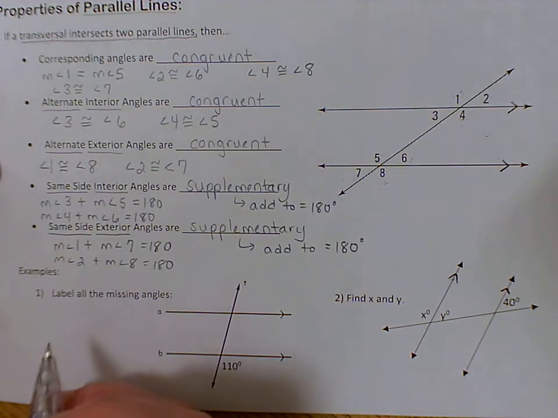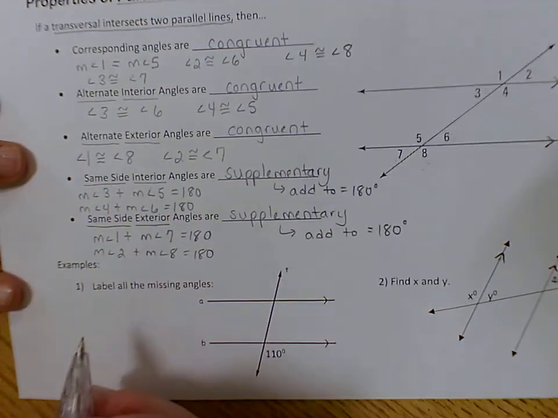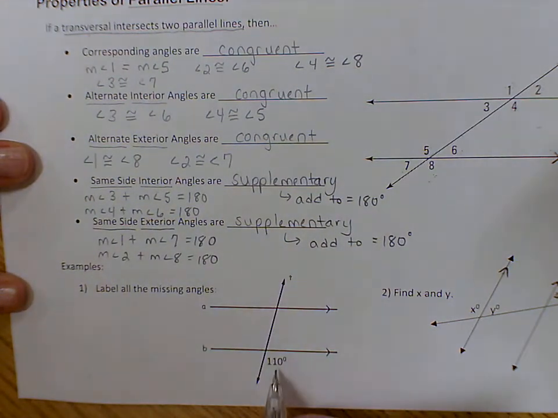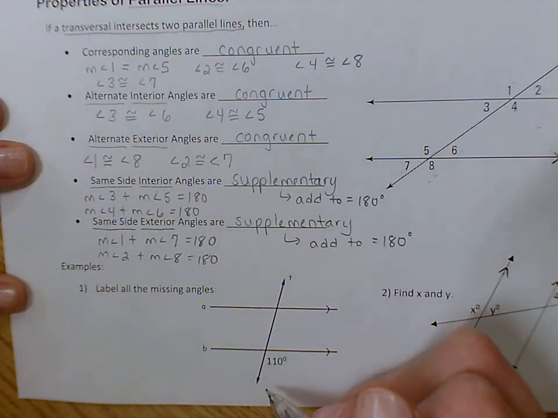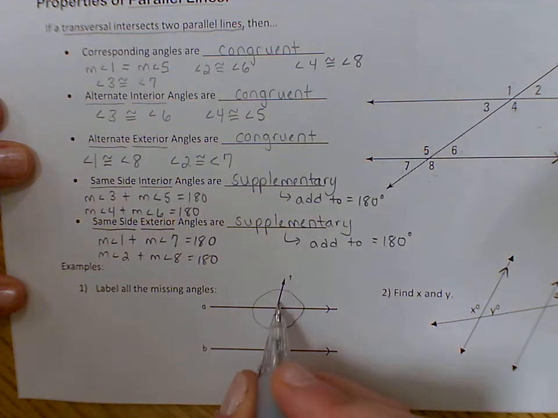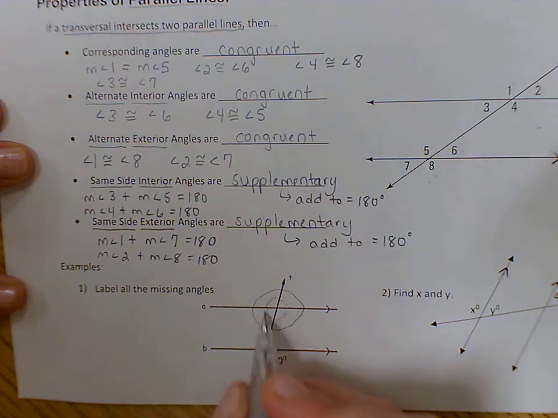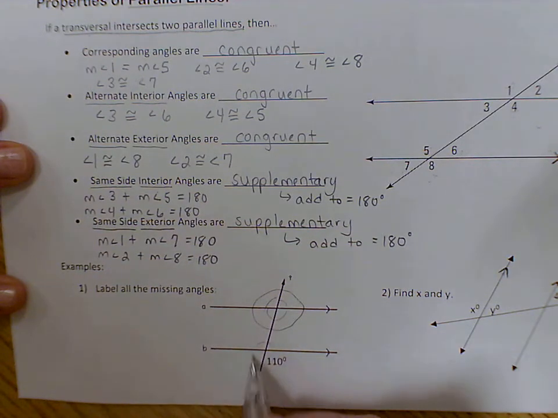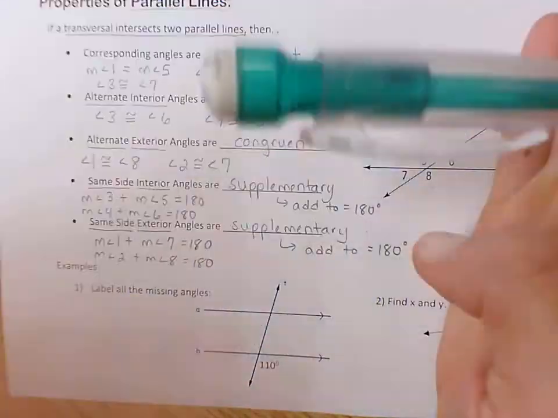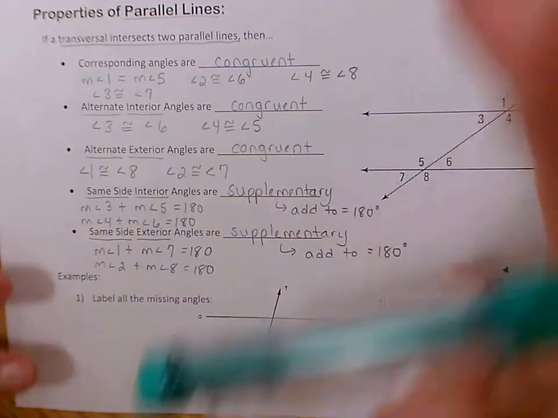So one problem you might see is like in number 1 here, it says label all the missing angles, and then they give you one of them. So notice this is that scenario. You've got parallel lines, and then you've got a transversal. Well, think about it. You've got this group of angles, that one, that one, that one, and that one. And then you have this group of angles down here. So think about how they relate, because if you know how they relate, it actually makes it easy.